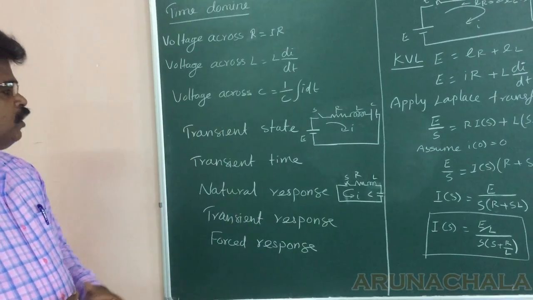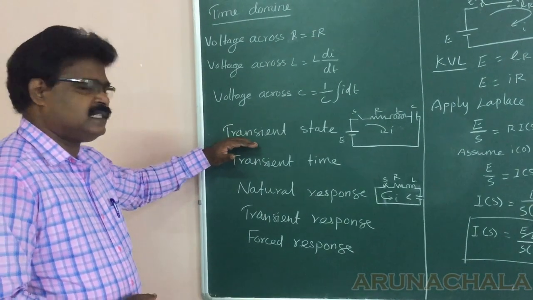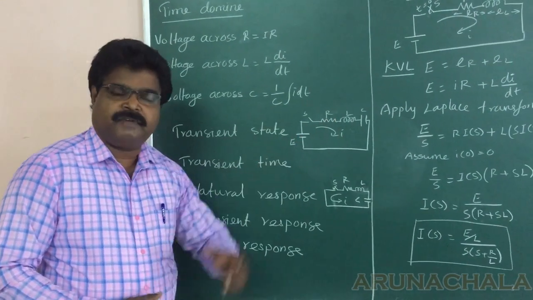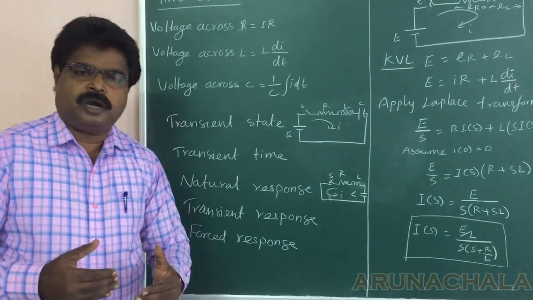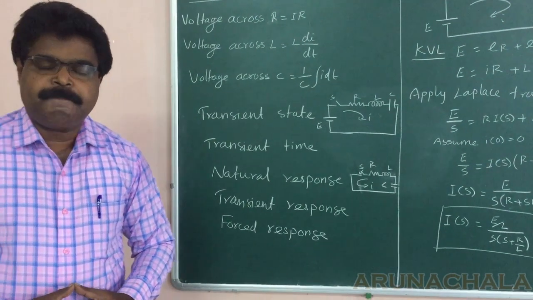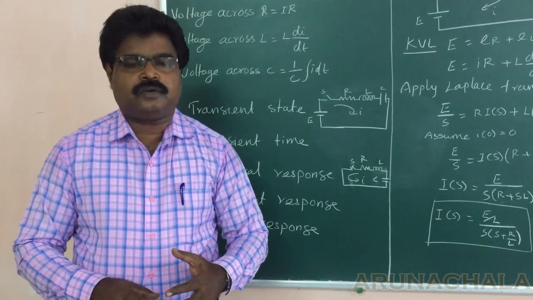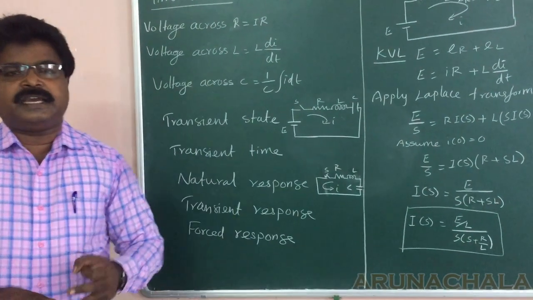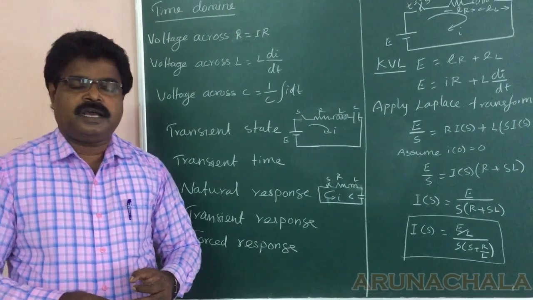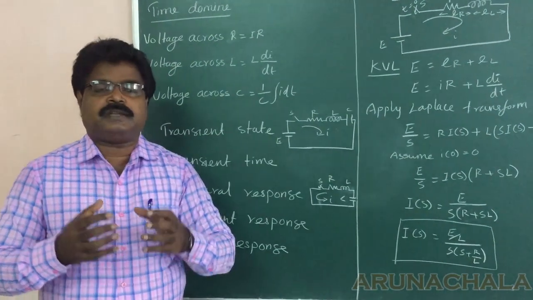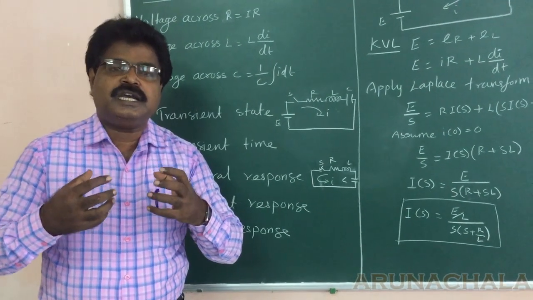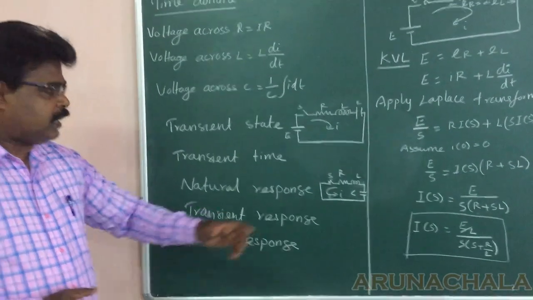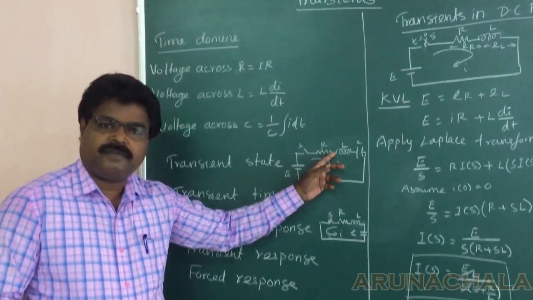Similarly, before entering the circuit, you must know what is meant by transient state. Actually, the circuit consists of energy storing devices. There are three passive components involved in circuit theory: one is the inductor, another is the capacitor, and the other is the resistor. Among these three, the inductor and the capacitor are energy storing devices that will store some amount of energy. The circuit consists of energy storing devices.